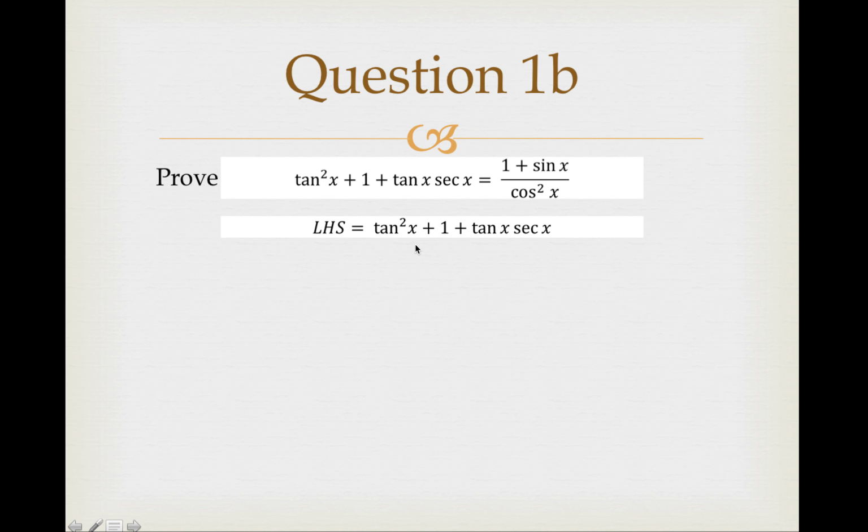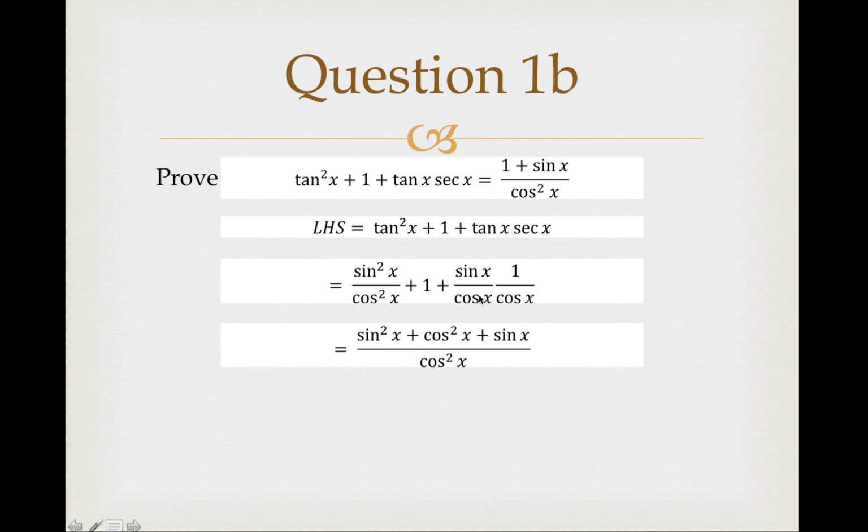The left-hand side is tangent squared x plus 1 plus tangent x secant x. One strategy to simplify this is to ensure that the expressions become expressed in terms of sine and cosine. Of course, this is just one way; there could be another way of doing this. Tangent squared x becomes sine squared x over cosine squared x, then plus 1, plus tan x, which is sine x over cosine x, times secant x, which is 1 over cosine x. Looking at this, the common denominator will become cosine squared x.